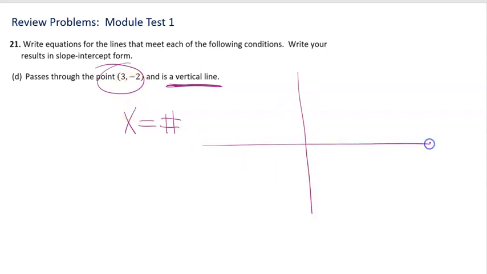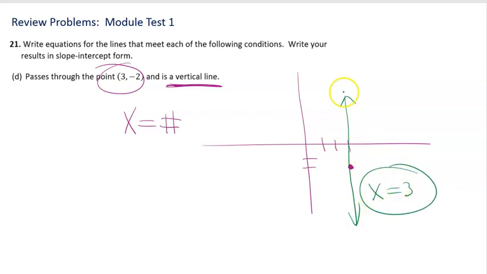But let's look at a picture of what's happening too. I'm supposed to pass through the point 3, negative 2, so I'm just going to plot that point. And I'm supposed to have a vertical line going through 3, negative 2. So this is what my line is supposed to look like. What's the equation of that line? Well, x equals 3, right? It's a vertical line right on top of x equals 3. So if it asks for just a straight up vertical line, all you need is an x value to pull that off. If they give you a point that it passes through, then there's your x value right there. So x equals 3 is the final answer there.